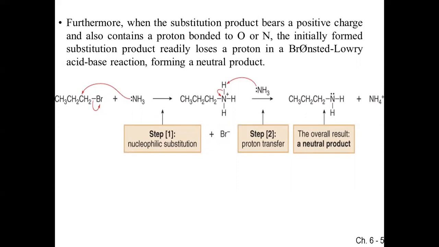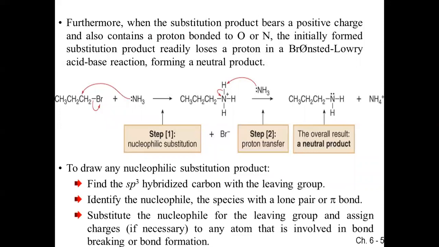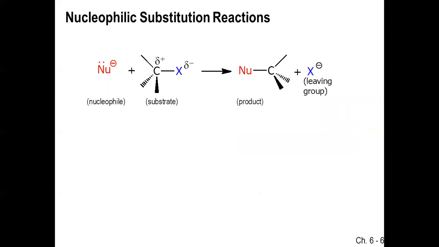the overall neutral product. To draw any nucleophilic substitution product, find the sp3 hybridized carbon which is attached to the leaving group, identify the nucleophile, the species with a lone pair or pi bond, and substitute the nucleophile for the leaving group and assign charges to any atom that is involved in bond breaking or bond making. Nucleophilic substitution reaction: the nucleophile plus substrate will give the product and leaving group.